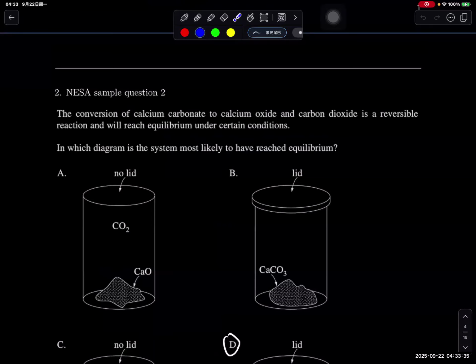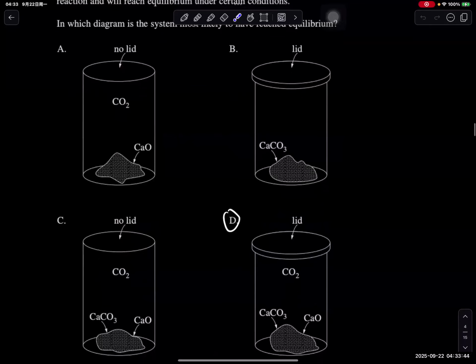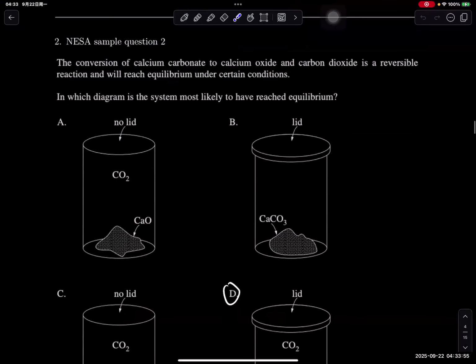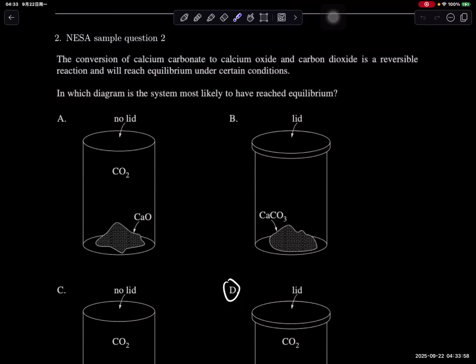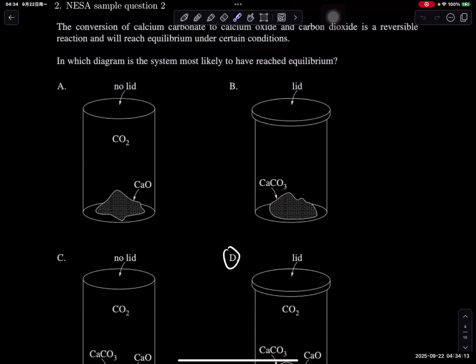Question 2 is a sample question again. It says, in which diagram is the system most likely to have reached dynamic equilibrium? Of course, it should be either B or D, because we know that dynamic equilibrium can only exist in closed systems, so you must have a lid on, especially with reactions that have a gas produced while mixing solids or liquids. This one would be D because D shows that there's carbon dioxide in the air around it, whereas choice B doesn't, it only has the calcium carbonate.